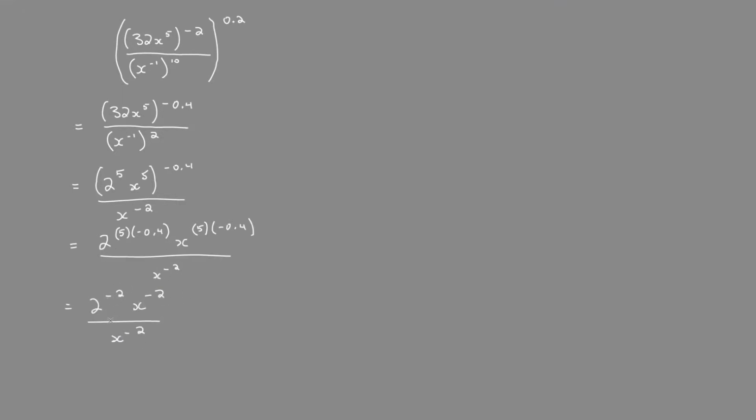So we see some negative exponents. We could reciprocate to make the exponents positive. But first I want to subtract my exponents because I have an x on the top and the bottom. So we have x to the -2 minus this exponent, -2. Continue this up here. This equals 2 to the -2 times x to the 0.